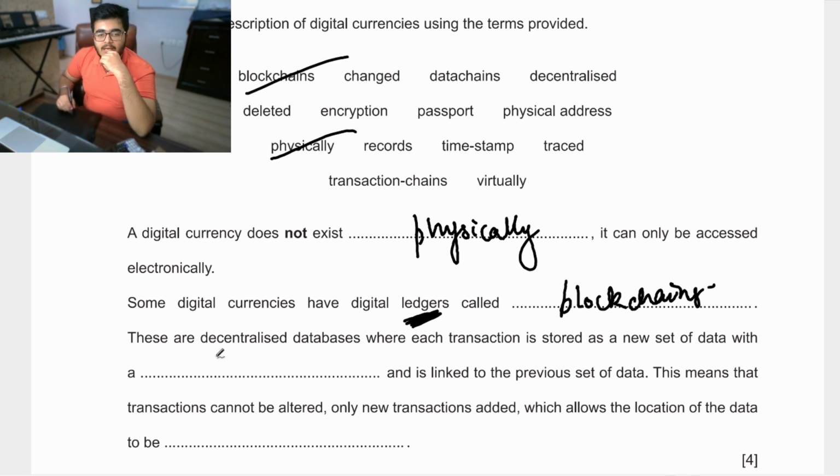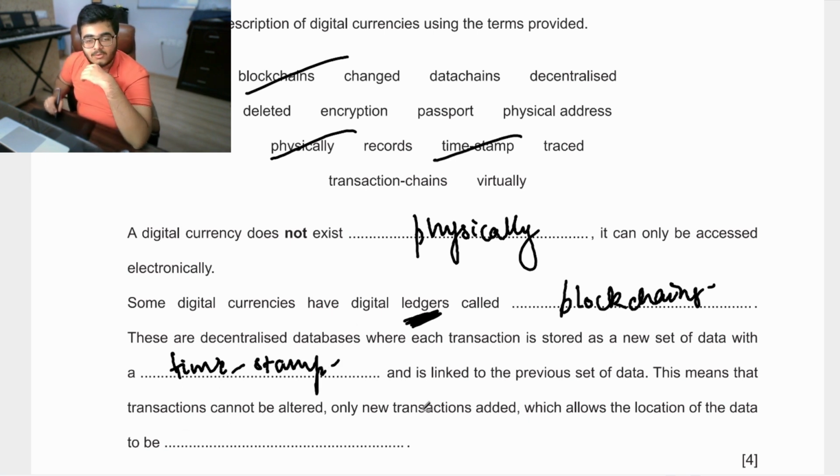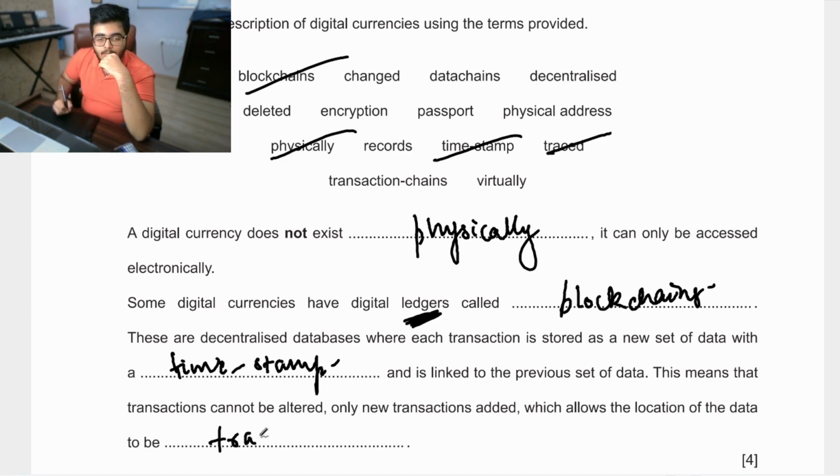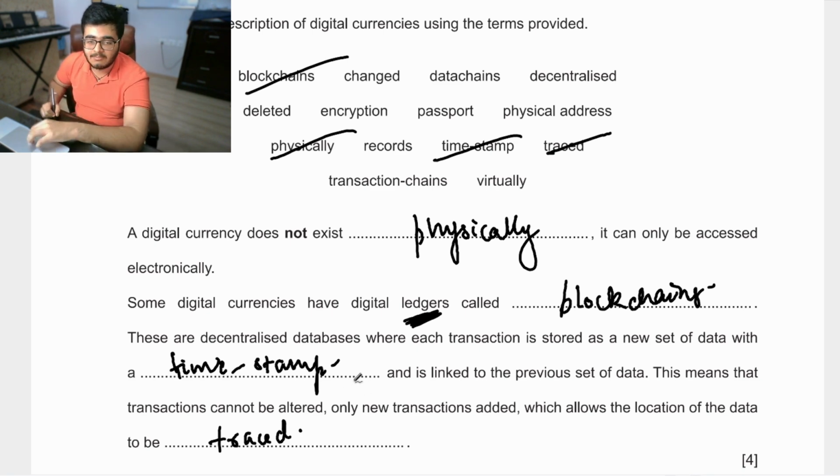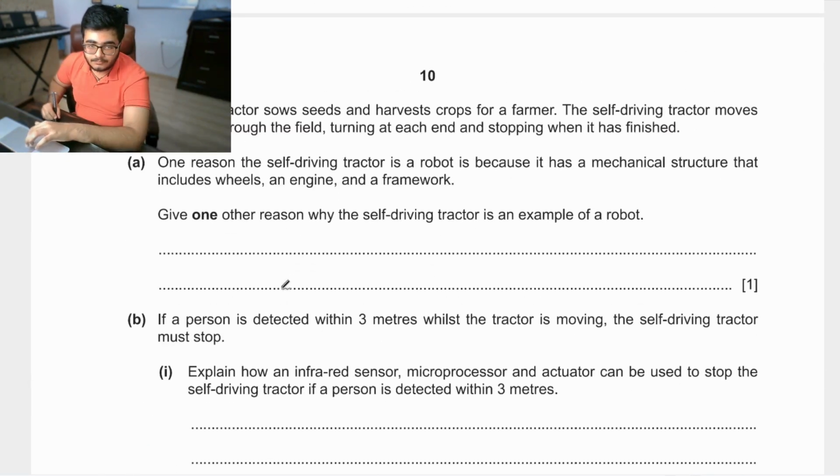Then there are decentralized databases where each transaction is stored as a new set of data with a timestamp. Transactions cannot be altered, only new transactions added, which allows the location of the data to be retrieved or traced. Right, because the history is maintained, so it can be traced.